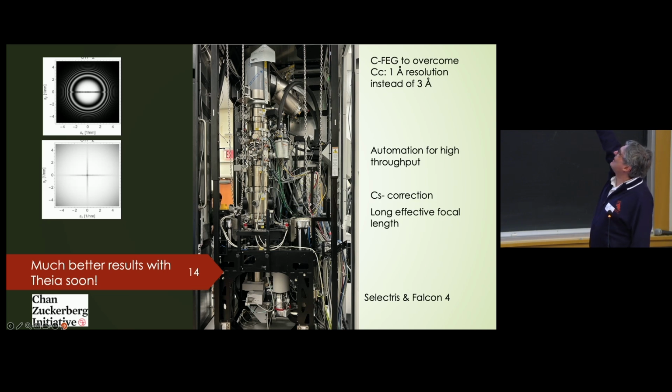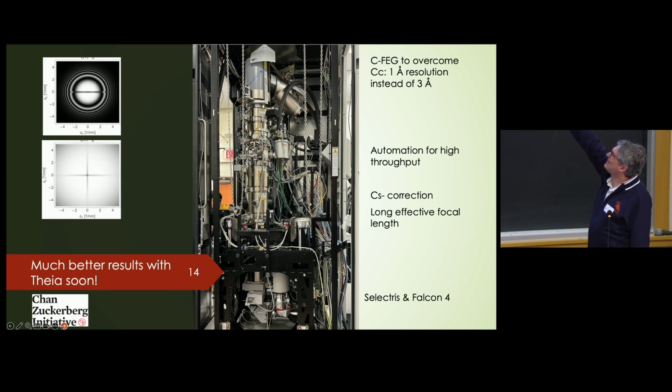It has a cold field emission gun to overcome the chromatic aberration problems. It also has a slightly lower chromatic aberration than the Titan by some redesign. Electron optics has automation features, so we can go through lots and lots of specimen, and has a spherical aberration corrector. And why we want that, I'll explain later. So this is going to be nice.